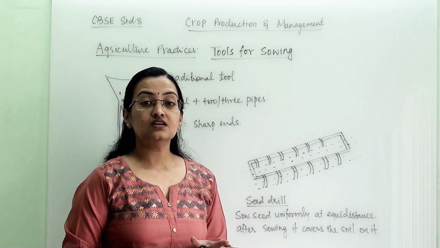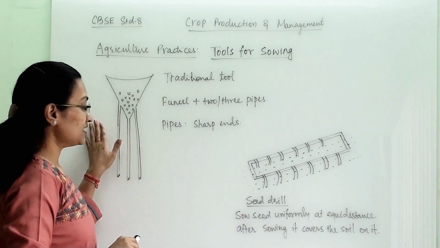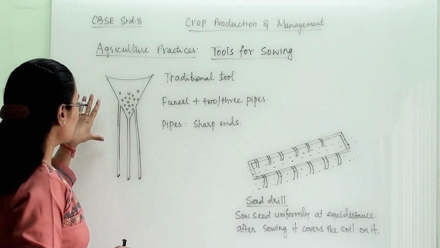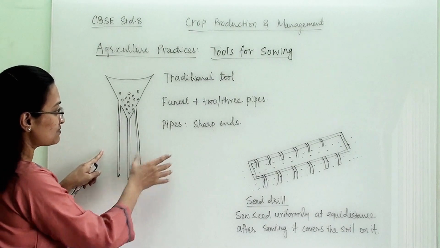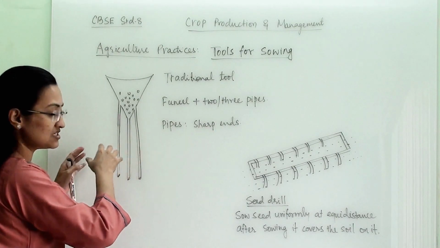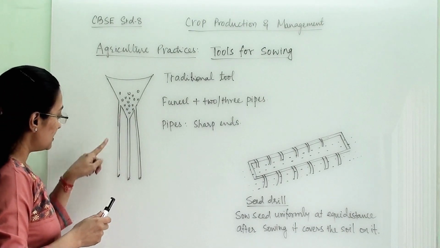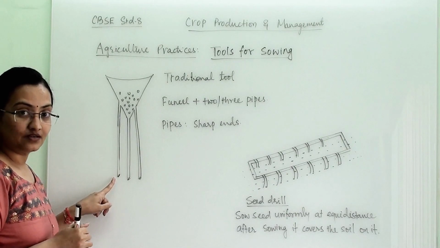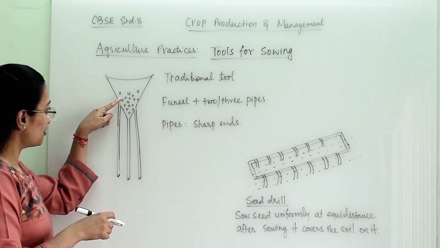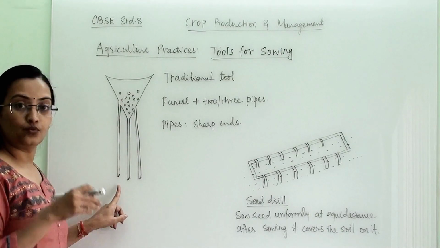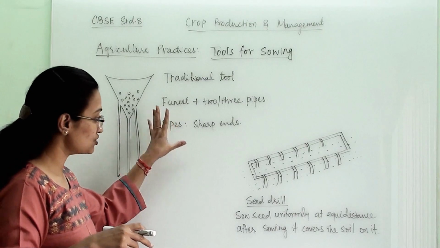So now let us learn about the tools for the sowing. There are two types of tools. One is the traditional tool in which we are using a funnel. Funnel will have 2 to 3 pipes. These pipes are having sharp ends. So once these pipes are dragged onto the land, this will sow a seed into the land. The sharp ends will pierce the land and then from here the seed will go and we can sow the seed into the land. So this is one of the traditional tools.